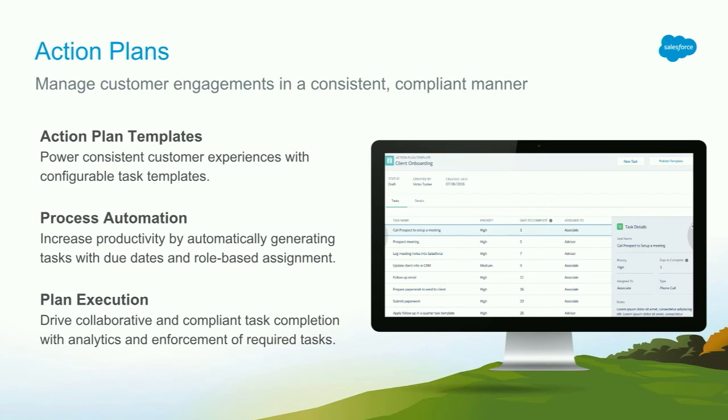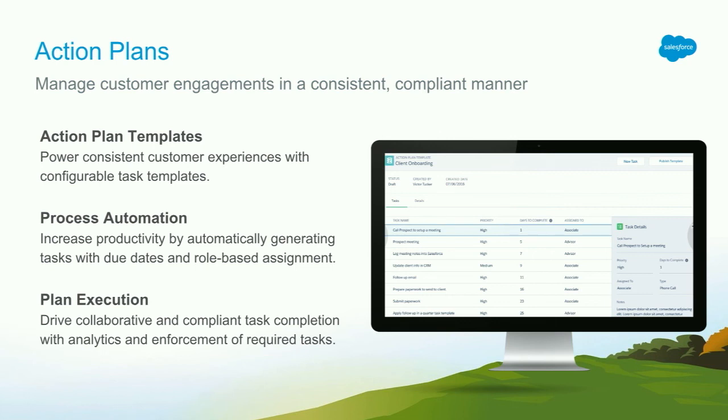Action plans consist of 3 key feature sets. The first one is all about template administration. Both admins as well as end users can create their own templates for any process where there is a set of repeatable tasks that need to be executed over and over.